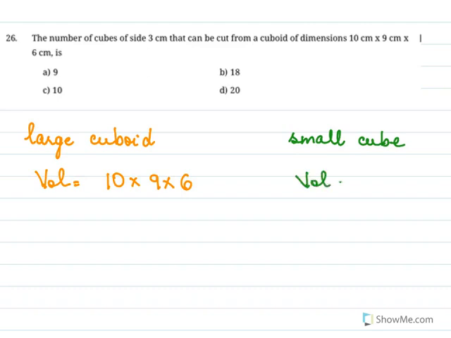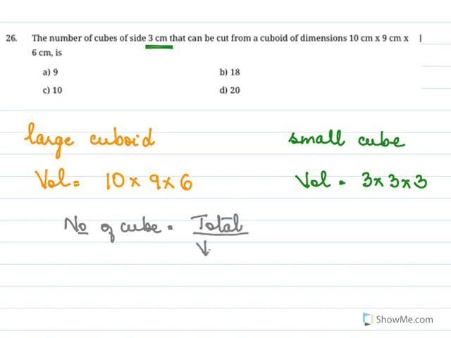And the volume of each small cube, whose side is 3 centimeters, is 3 into 3 into 3. Now the number of cubes that will be obtained will be total volume over volume of 1 cube, and the total volume is that of the cuboid, 10 into 9 into 6, divided by 3 into 3 into 3, and if you reduce, your answer comes 20.